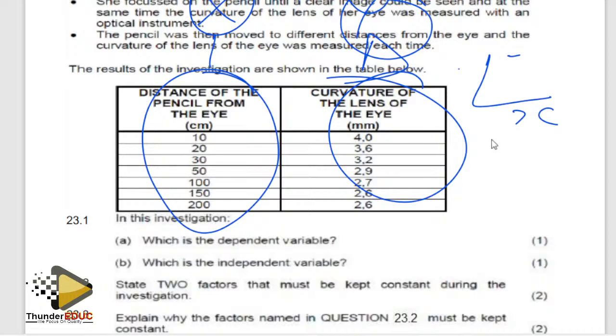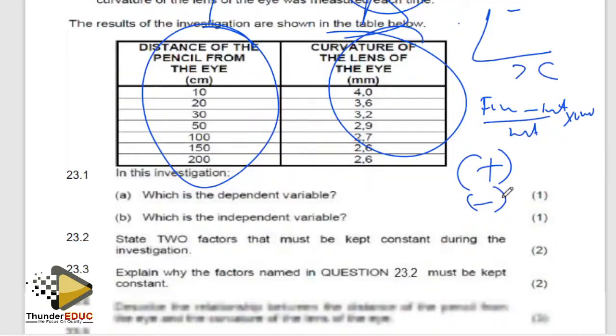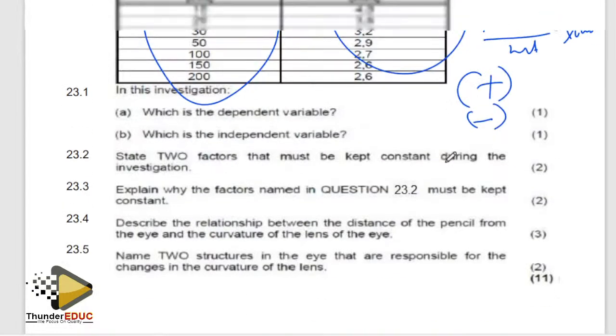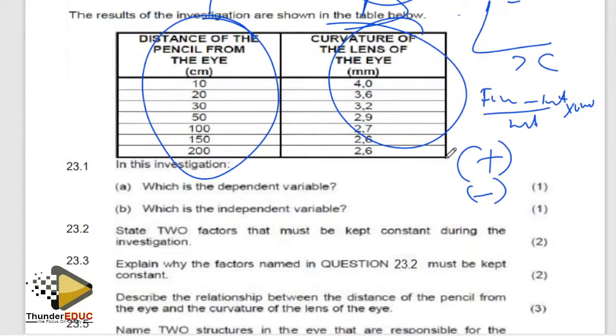Percentage increase, percentage decrease. We say that it is final minus initial over initial times 100. So basically, when you get it positive, it means that it is percentage increase. When you get it negative, it means it's percentage decrease. So basically, that is it.